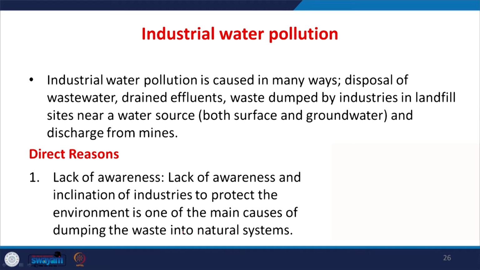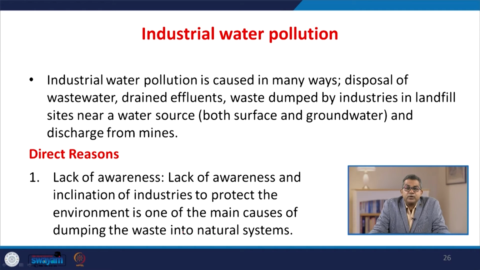So, when we talk about industrial water pollution, this is basically caused in different ways, like disposal of wastewater, drained effluents, waste dumped by industries in landfill sites near a water source, both surface water and groundwater, and discharge from mines. Now, there may be certain reasons. One is the direct reason, that is the lack of awareness. Lack of awareness and inclination of industries to protect the environment is one of the main causes of dumping waste into the natural system.